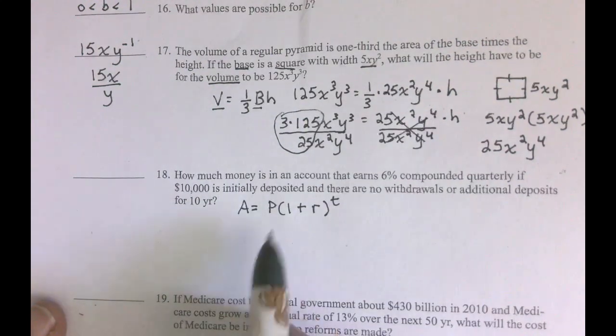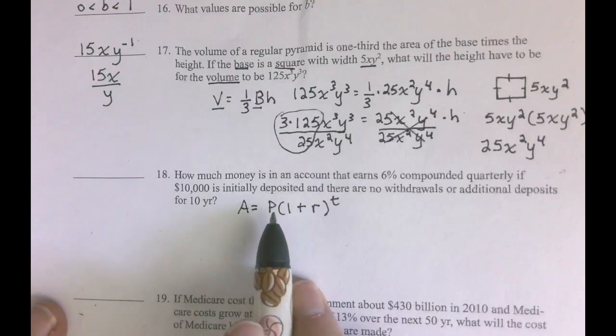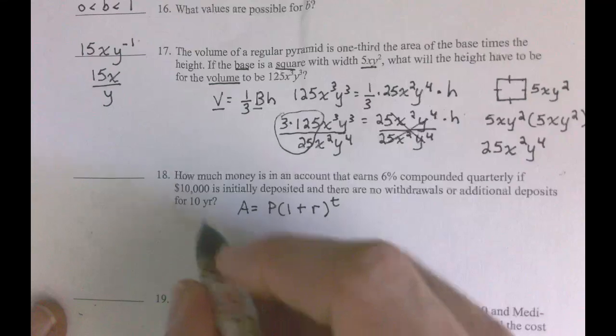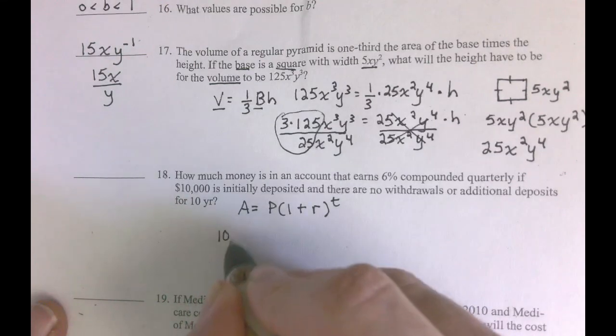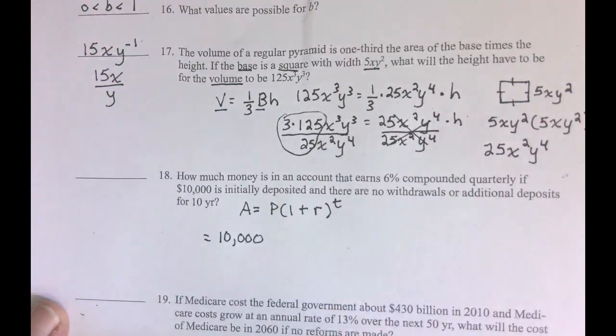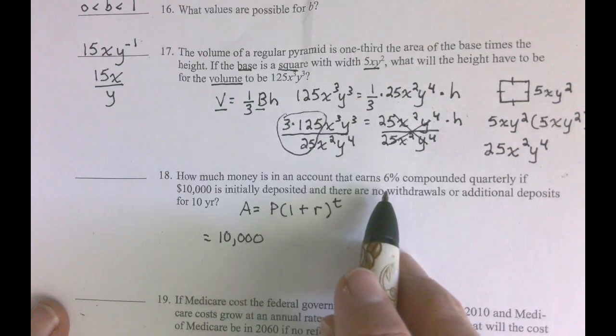And so all we have to do really is just remember this formula and plug everything in. What's the P? Well, that's this $10,000. That's the initial deposit. So P is 10,000. Okay. What's the R? Well, that's the 6%.